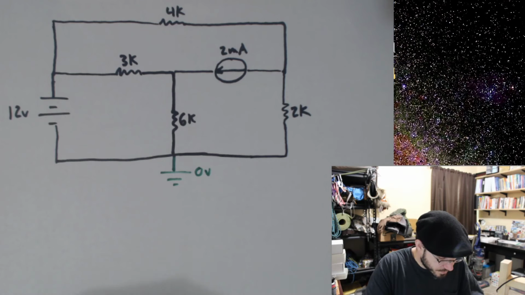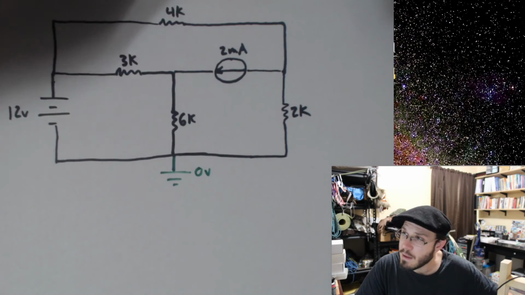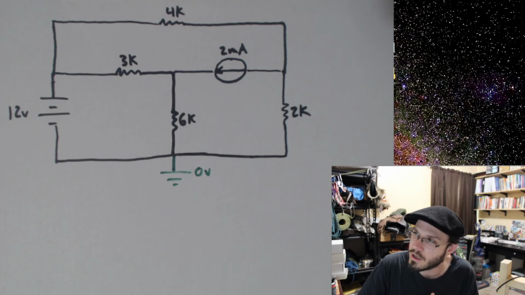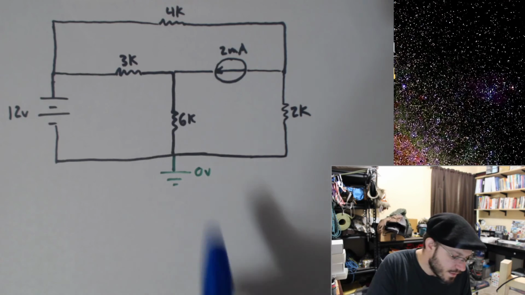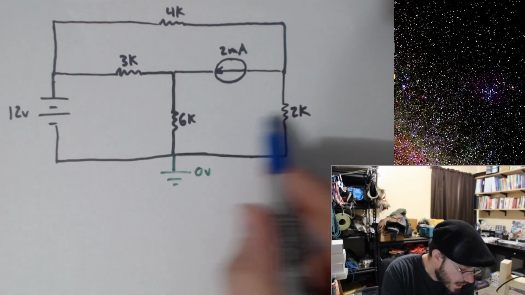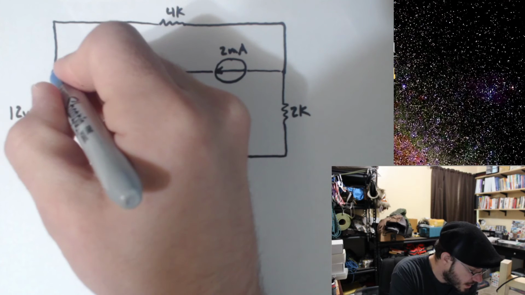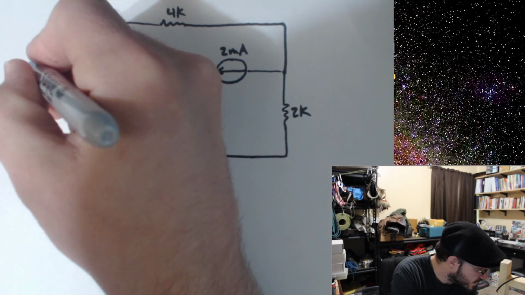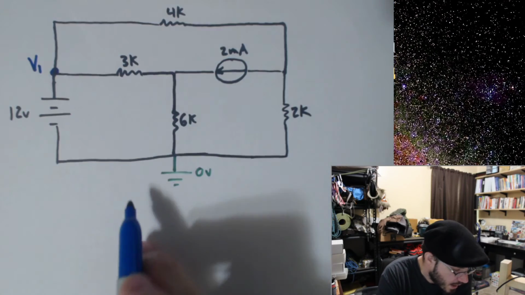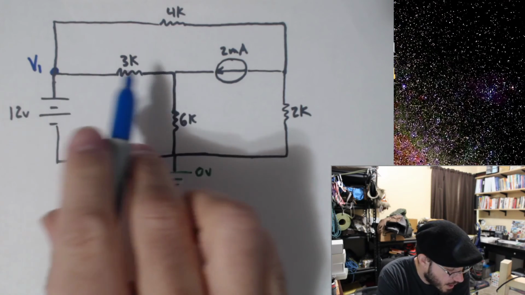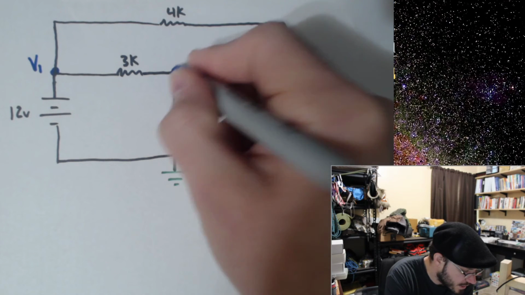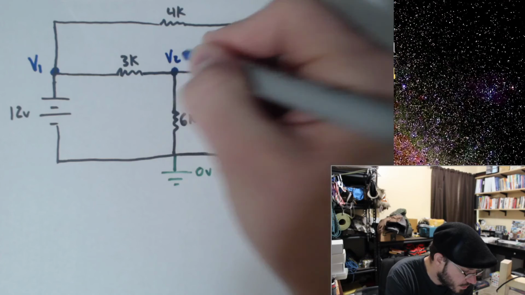Step two, we're going to label all non-reference node voltages. So every point in your circuit where you have a voltage that's different than 0 volts, we're going to label it. Now, the first one that stands out to me is over here. I'll call this V1. Okay, I have a voltage drop across this 3K. So let's call this point V2.